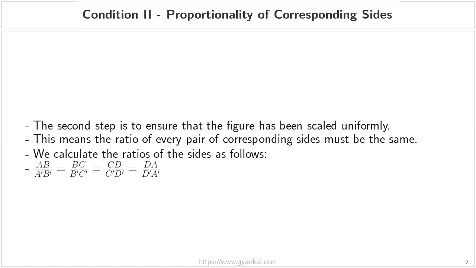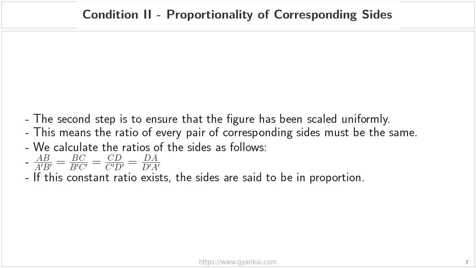To check this mathematically, we calculate the ratios of the sides as follows. The length of side AB divided by the length of side A'B' must equal the length of side BC divided by side B'C', which in turn must equal the length of side CD divided by side C'D', and finally, the length of side DA divided by side D'A'. If this constant ratio exists across all four sides, then we say the sides are in proportion. Once we have confirmed both this proportionality and the equality of angles we discussed in the previous slide, we will be ready to move into a practical, step-by-step example to see this verification in action.